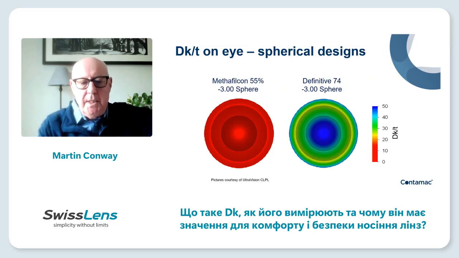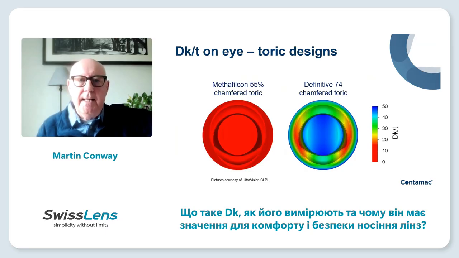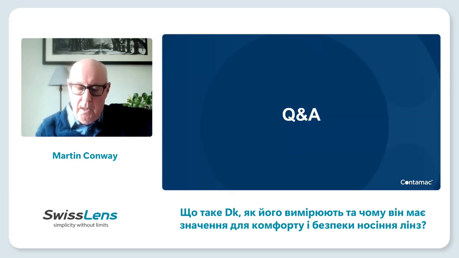Now these slides were produced by Ultravision here in the UK. And what they're doing is calculating the DK value against a thickness of a given lens design. So here we have an example of methylphycon, 55%.